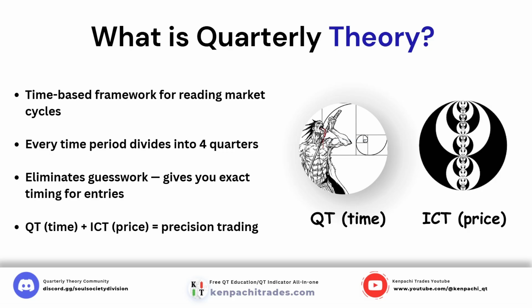Most traders focus only on price, where is support, where is resistance, but without understanding when price is supposed to move, you're essentially trading blind. QT solves that. It gives you clear time-based reference points so you always know what the market is most likely doing right now and what it's about to do next. When you combine quarterly theory with ICT concepts, you stop guessing and start anticipating.